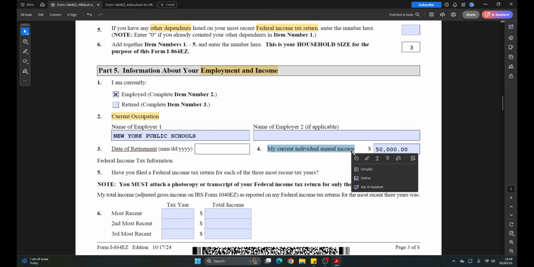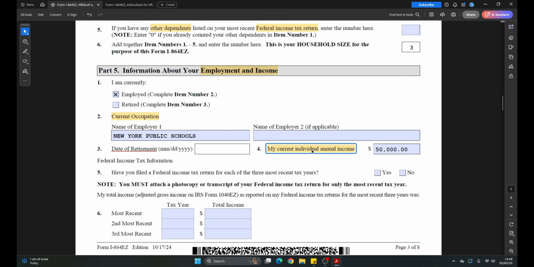For current individual annual income, this only asks for you to estimate what your income is in the year that you are submitting this affidavit of support. So this number would be an estimate of your annual income between January 1st and December 31st. You can round it up, and as a W-2 employee, it is likely that your income is about the same every year. So you can also write a number here, rounded up, based on your prior year's W-2s.